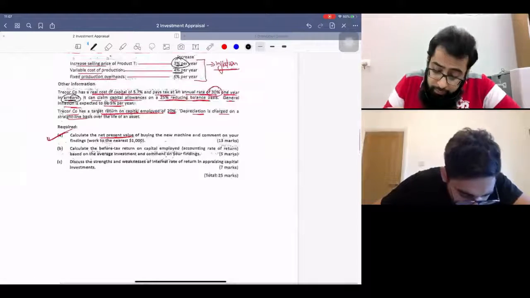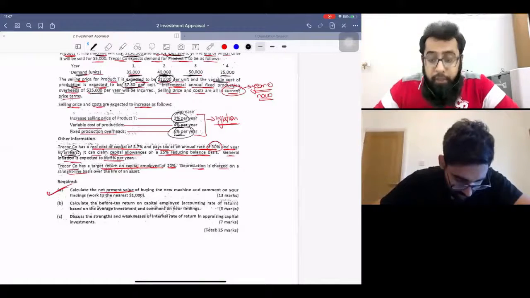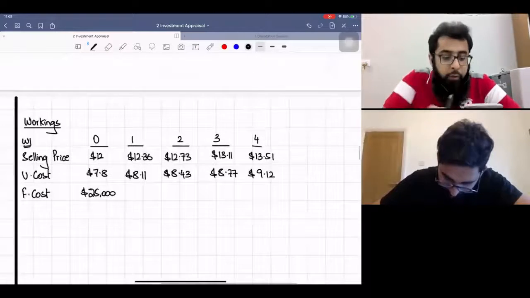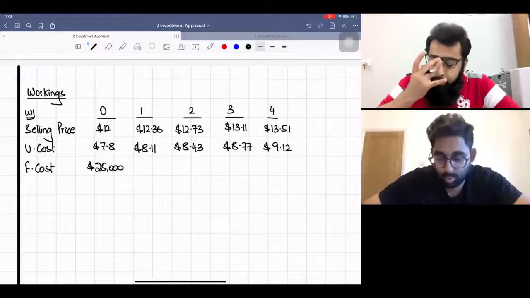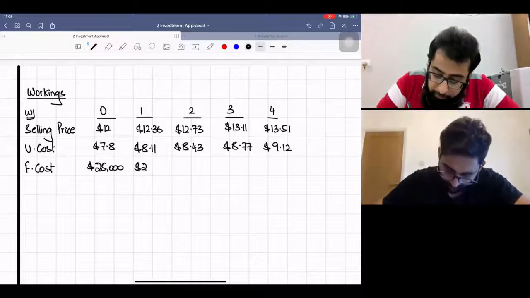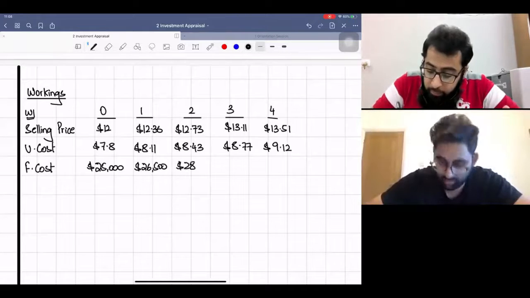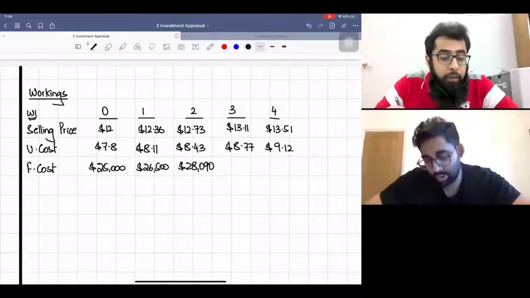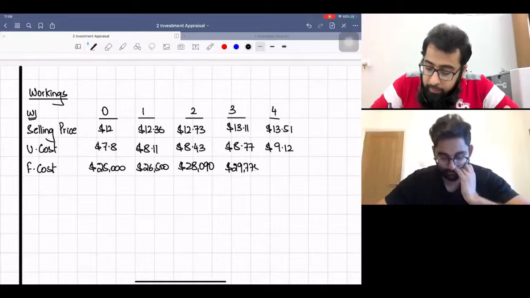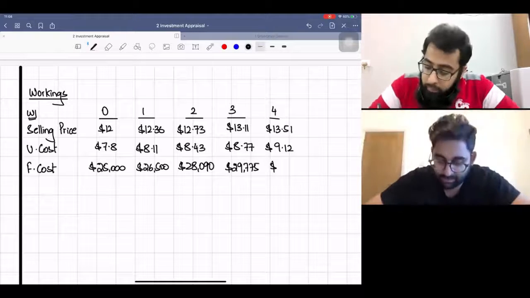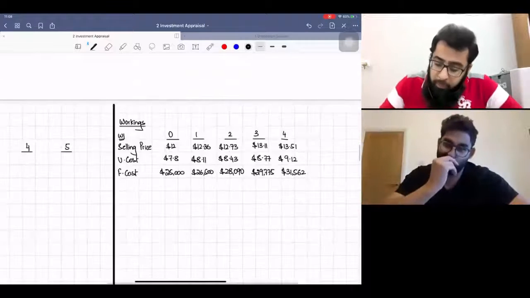Then about the fixed cost, the fixed cost is $25,000 per year and it will increase by 6% per year. So 25,000 into 1.06 is 26,500. Then it will be 28,090, then 29,775, and finally 31,562.